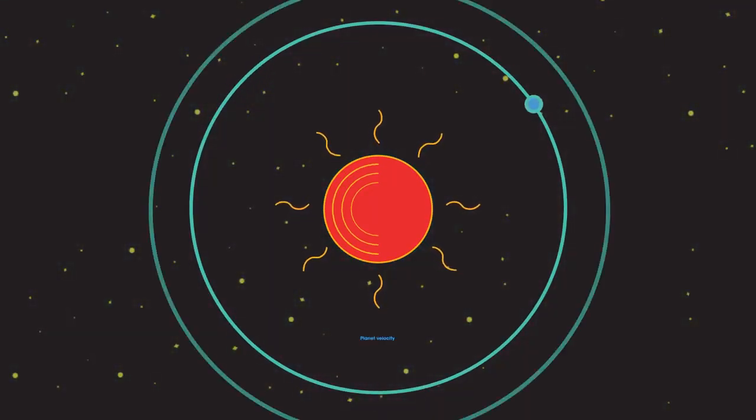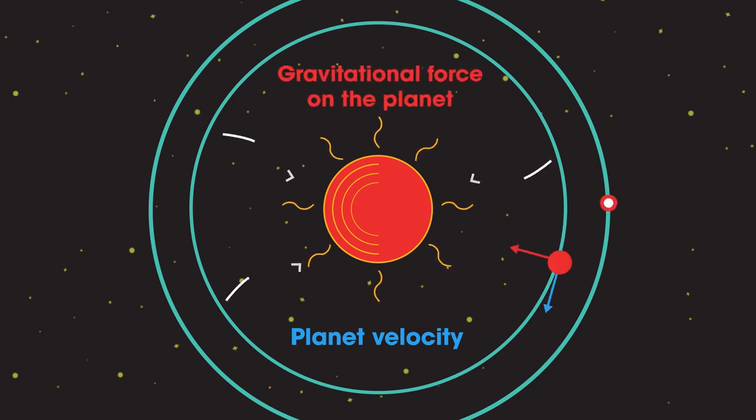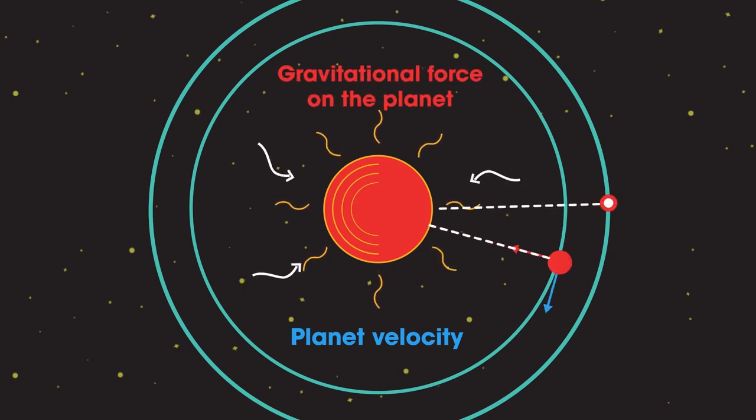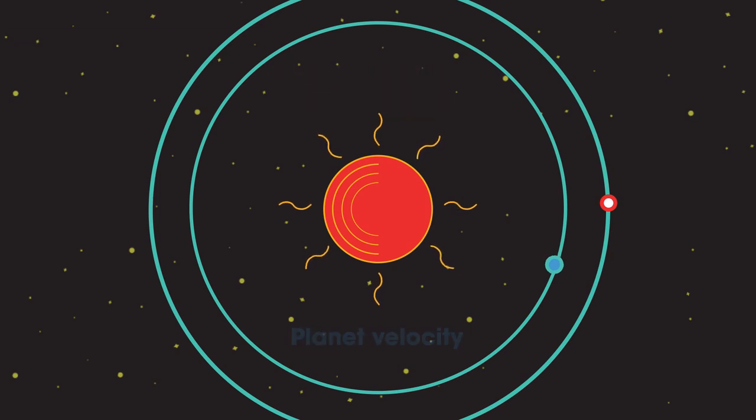The gravitational attraction between two objects is greater the shorter the distance between them. If the force between them is greater, then the object must move at a higher velocity to balance the higher gravitational attraction. Otherwise, the planet will spiral inwards and crash into the sun.